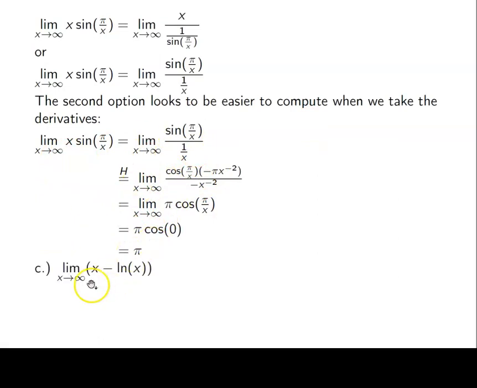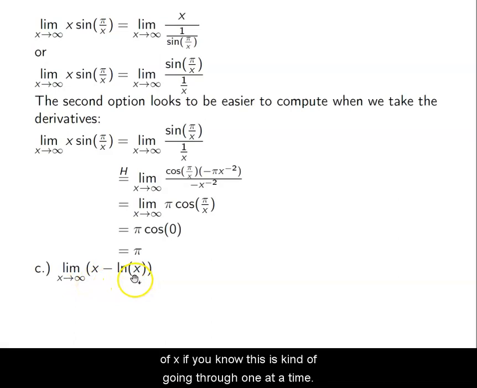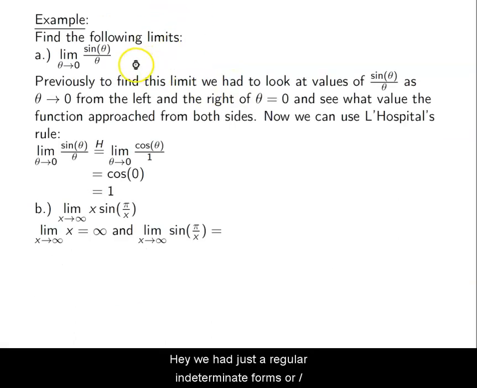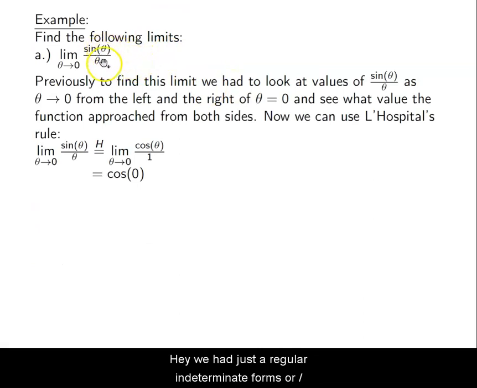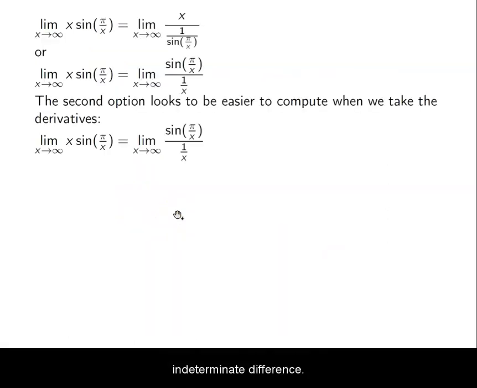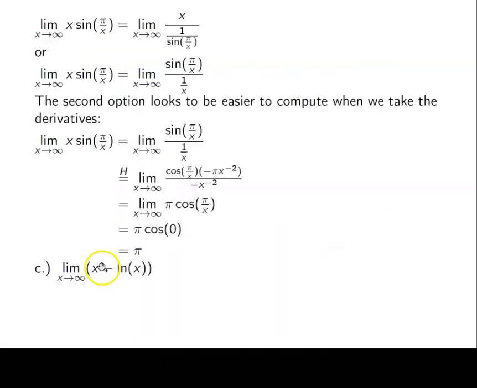Here we have another problem. We have the limit as x goes to infinity of x minus natural log of x. If you notice, I'm going through these one at a time. For part A, we had just a regular indeterminate form, 0 over 0. B was an indeterminate product. Now I have an indeterminate difference. So I have to try to do something to get this into an indeterminate quotient form.